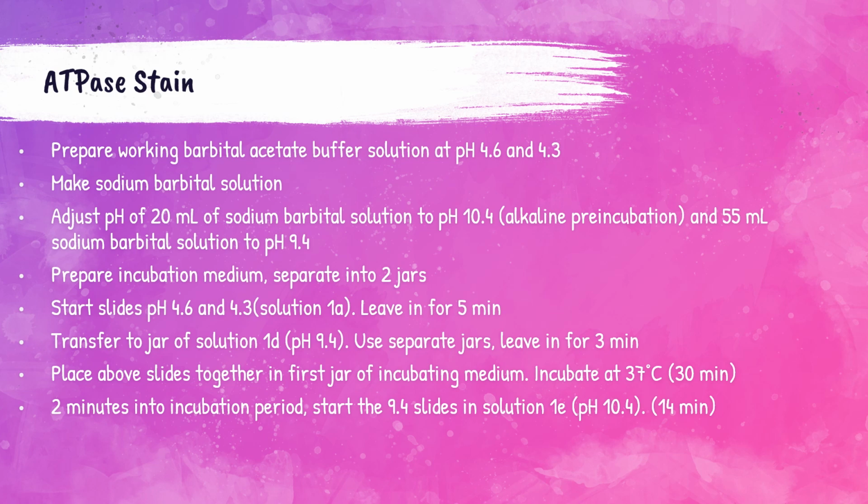You want to start slides at the pH of 4.6 and 4.3 in solution 1A, and then leave in for 5 minutes. You then want to transfer to a jar of solution 1D at a pH of 9.4, use separate jars, and leave in for 3 minutes. You want to place the above slides together in the first jar of incubating medium, and then incubate for 30 minutes at a temperature of 37 degrees Celsius.